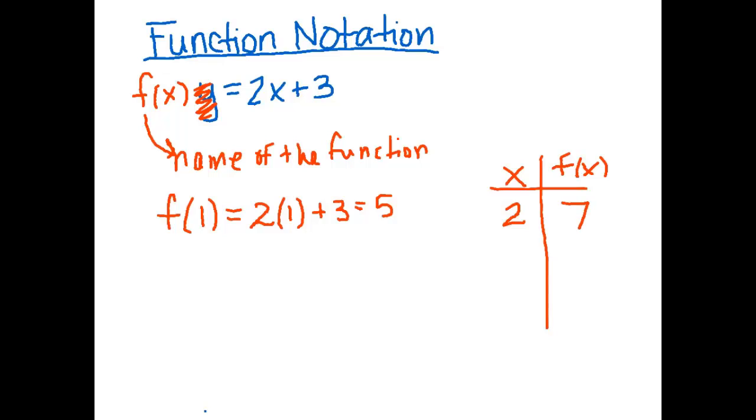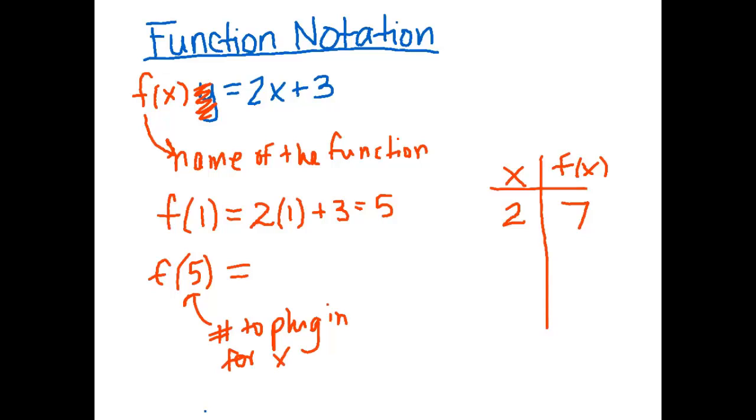But we're just doing the same thing, except it's being even more specific. It's saying, what is f of a particular number? Say 5. So that says to plug 5 in. This is the number to plug in for x. So I would do 2 times 5 plus 3, which is 13. So this is really what function notation is all about.